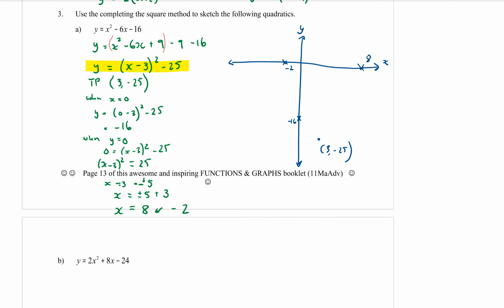All right, from the turning point, coming up through your y-intercept, through your x-intercepts as well, there is our parabola showing turning point and intercepts.